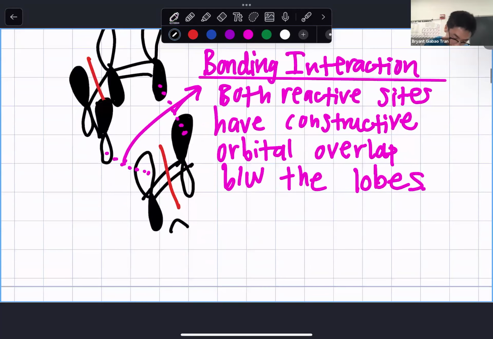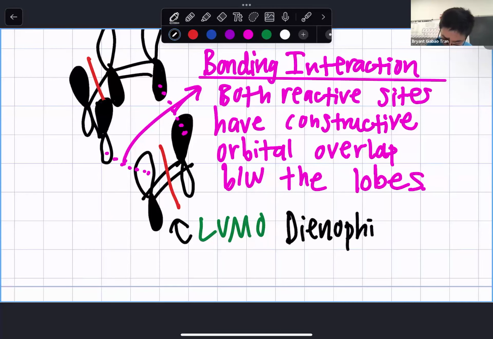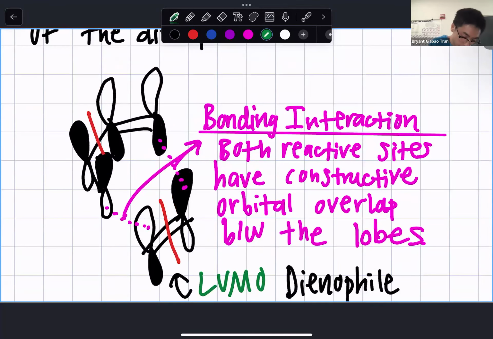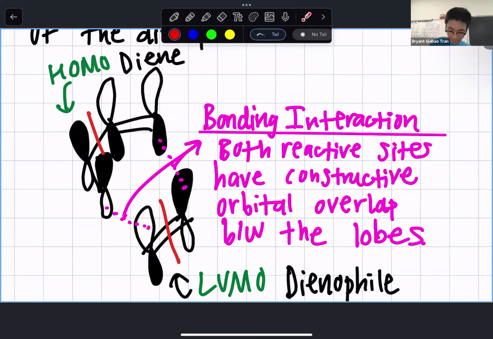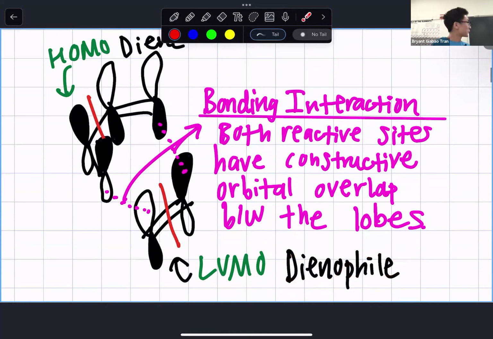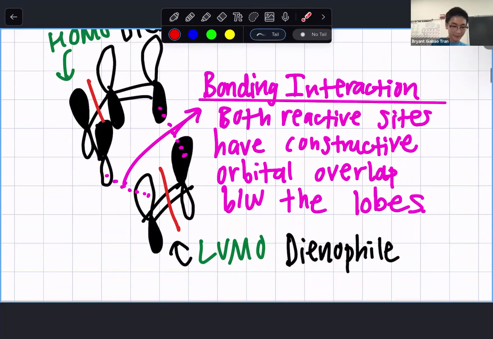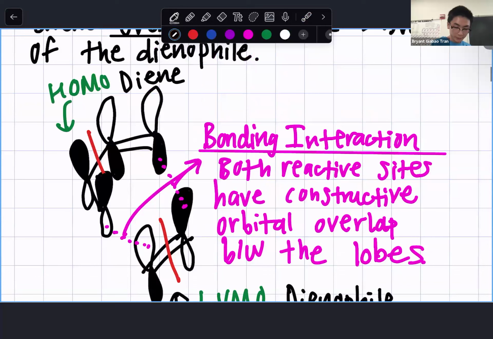Where this is the LUMO of the dienophile, LUMO orbital. And this is the HOMO orbital of the diene. Diene meaning two alkenes, dienophile meaning a lover of dienes, lover of two alkenes. Right? So that's the way to think about it. Where dienophile is always one alkene, diene is always two alkenes, and they interact with each other. And in Diels-Alder, the diene is the nucleophile, the dienophile is the electrophile.